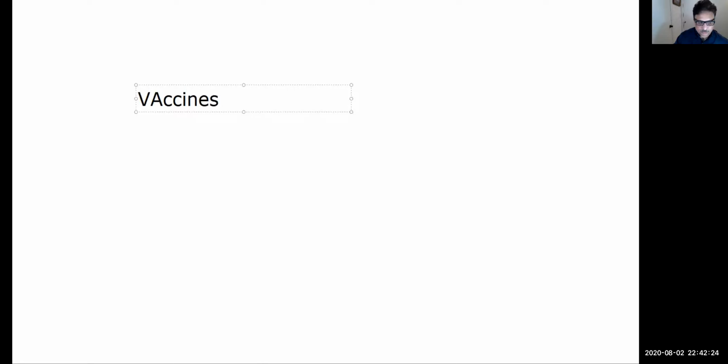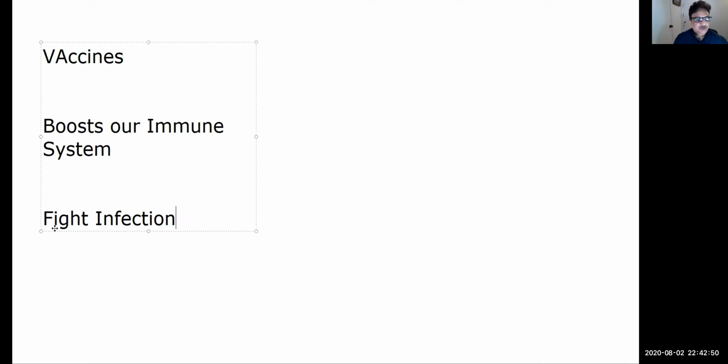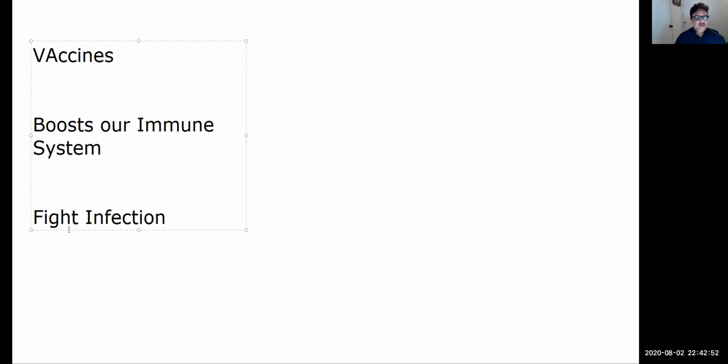Vaccines are those molecules that boost our immune system. Why boost? To fight infection. Right? Nowadays vaccines are also against cancer, not necessarily to fight infection. Now, how does a vaccine boost the immune system?